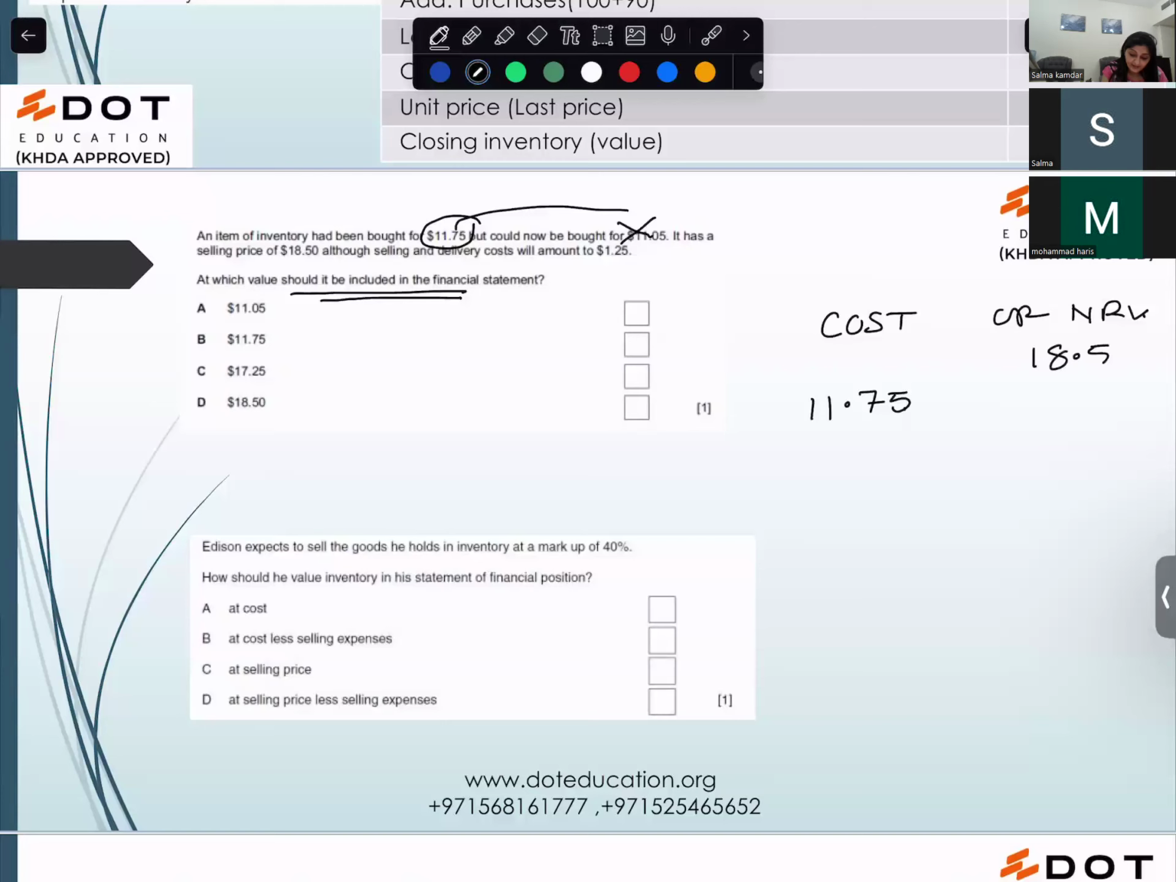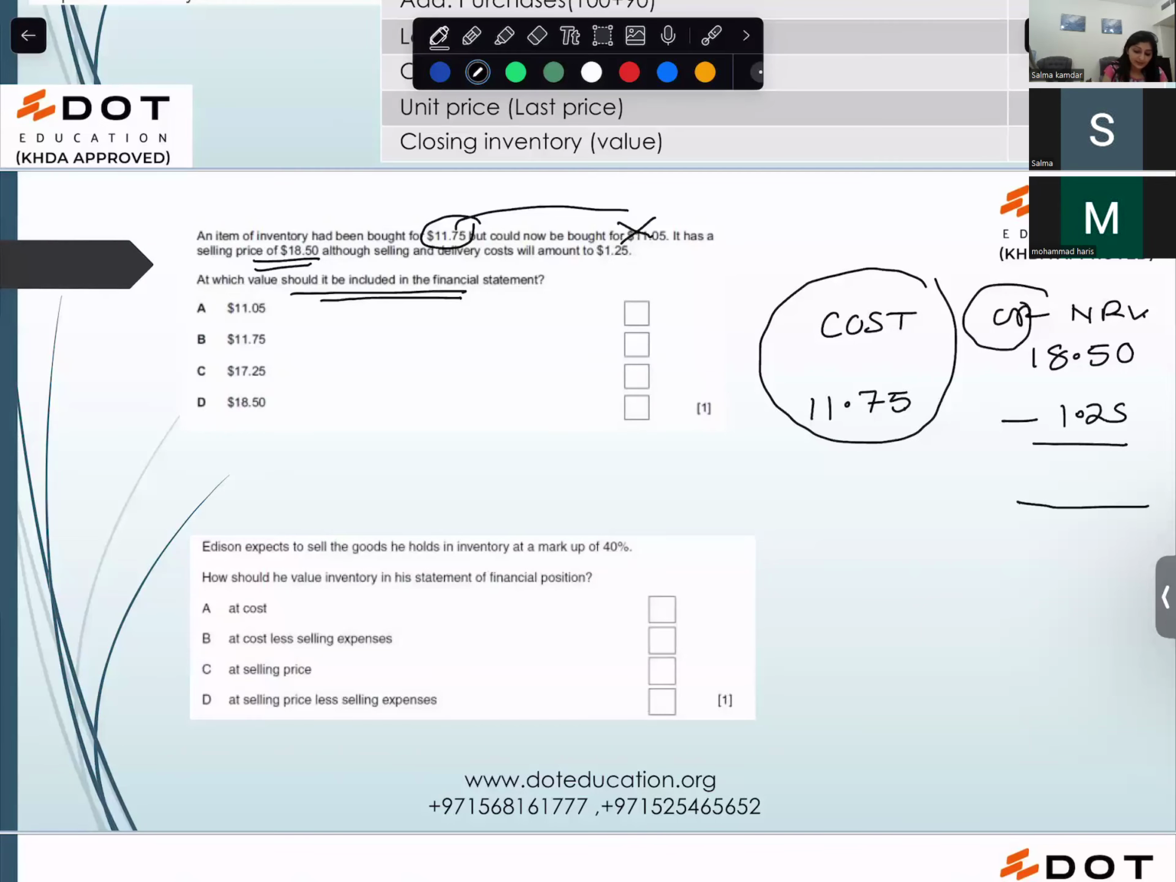11.75. Selling price is 18.50. Please read 18.50 properly. And the delivery cost is 1.25. So even if I subtract it, the cost is lower. So inventory will be valued at 11.75. Okay. You with me? Yeah. Okay, fine. Next one.